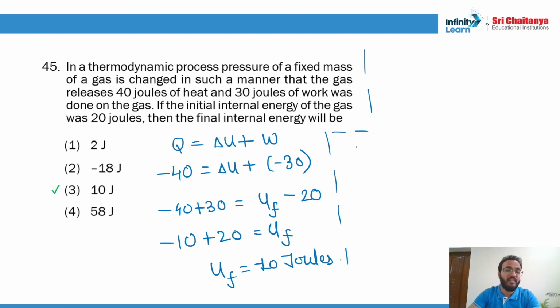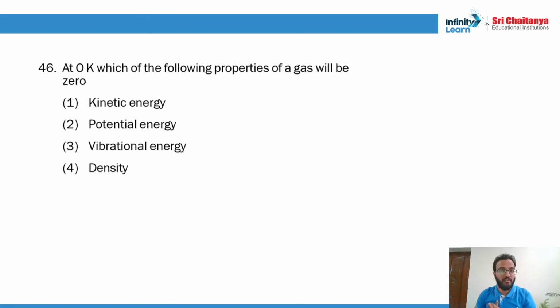Got it? Very carefully. See, work done by the gas is positive. Work done on the gas is negative. So if they are saying work done on the gas is 30 joules, that means work done by the gas is minus 30 joules.